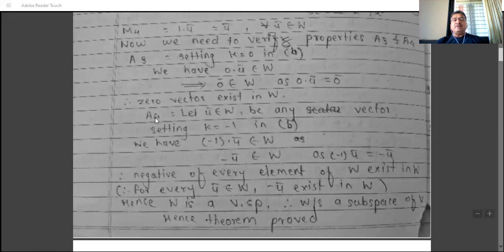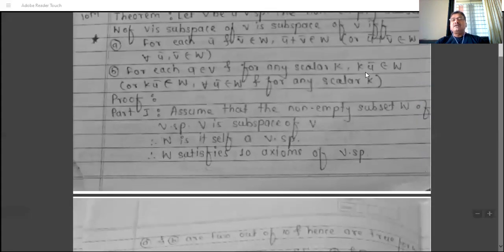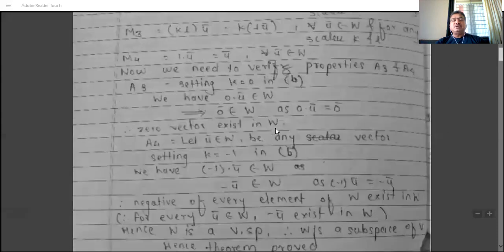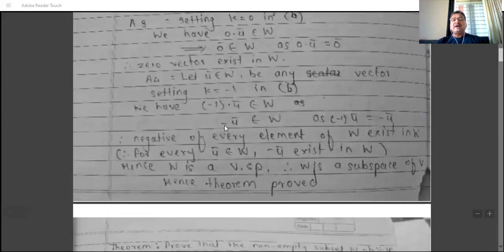And in order to prove A4, let U bar belonging to W be any vector. Then set K equal to -1 in B. What happens if we take K equal to -1 in property B? We have -1 into U bar belongs to W. And -1 into U bar is minus U bar, by using the properties of a vector space. These properties were already proved in the previous lecture: -1 into U bar is minus U bar. So minus U bar belongs to W.